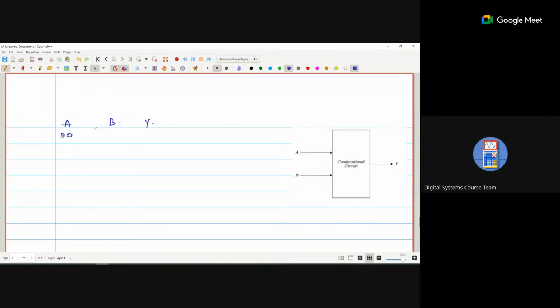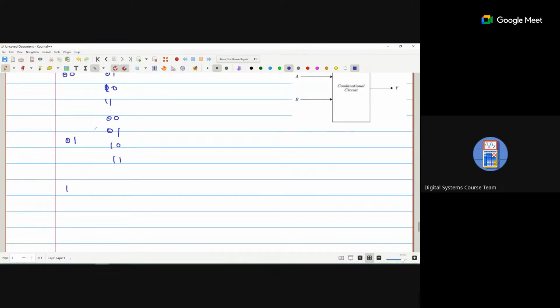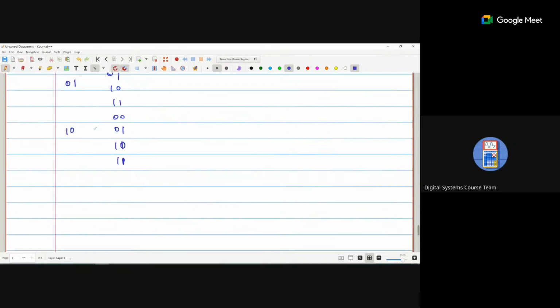I just write A a single time and B. A is 0, 0, 0, 0, B is 0, 0, 0, 1, 1, 0, and 1, 1. A is 1, 0, B is 0, 0, 0, 1, 1, 0, and 1, 1. And last, A is 1, 1, B is 0, 0, 0, 1, 1, 0, and 1, 1.